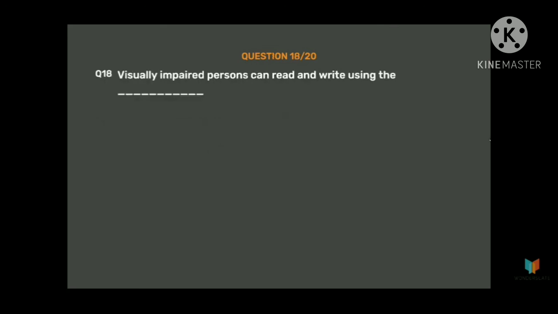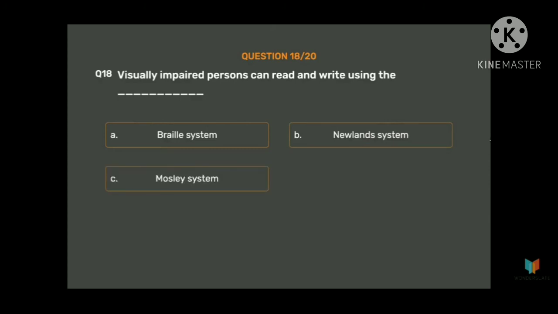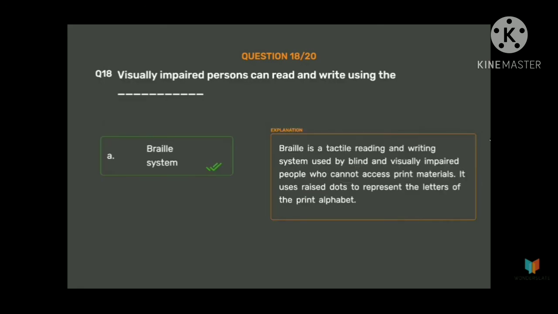Question number 18. Visually impaired persons can read and write using the underscore. Option A, Braille system. Option B, Newland's system. Option C, Moseley system. Option D, none of these. The correct answer is option A, Braille system. Braille is a tactile reading and writing system used by blind and visually impaired people who cannot access print materials. It uses raised dots to represent the letters of the print alphabet.